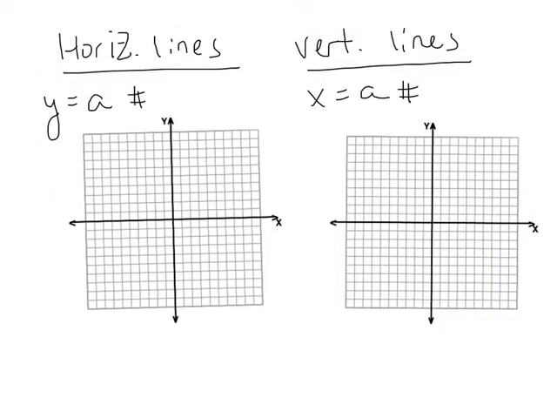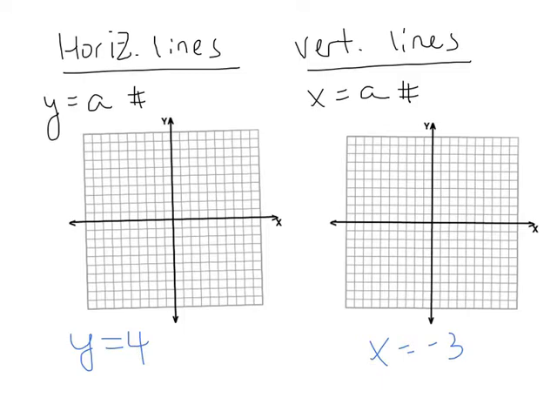And then the final idea in this section is about horizontal lines and vertical lines. And it's a pretty easy idea. If you have an equation that has just y in it, like this one, y equals a number, or just x in it, like this one, x equals a number, you'll either end up with a vertical or a horizontal line. For example, if we just have y equals 4, or if we just have x equals negative 3.